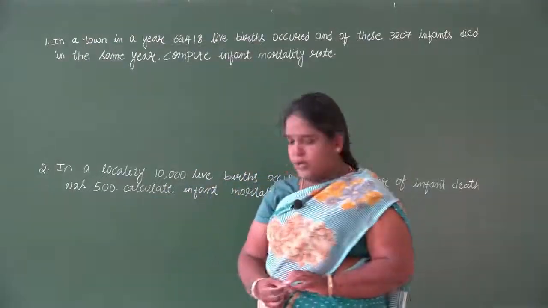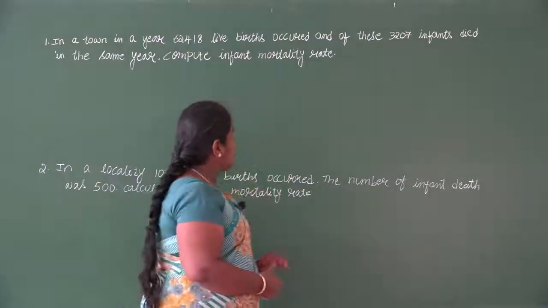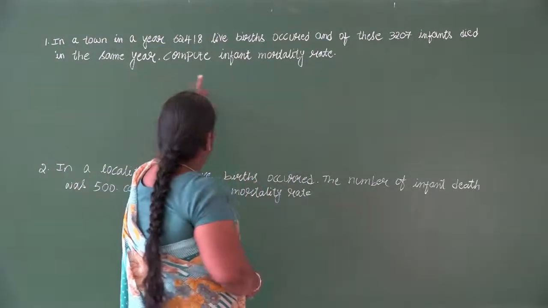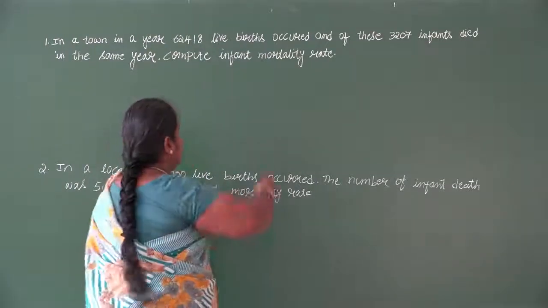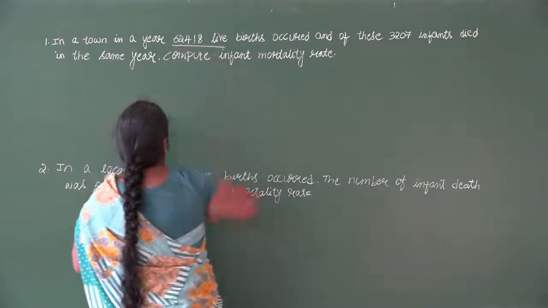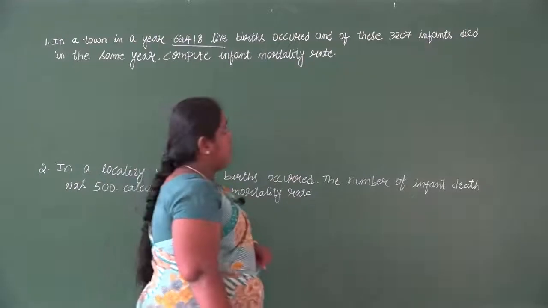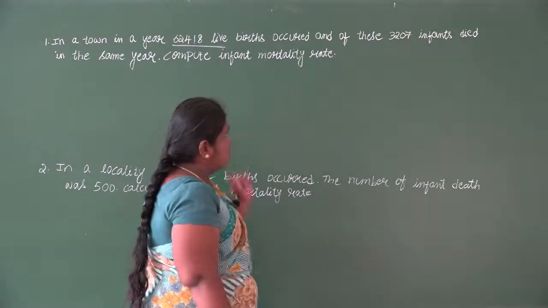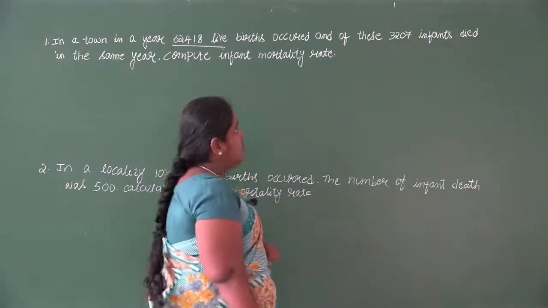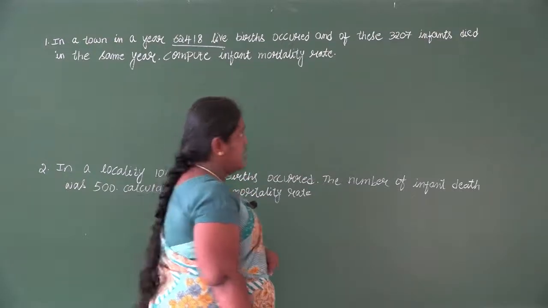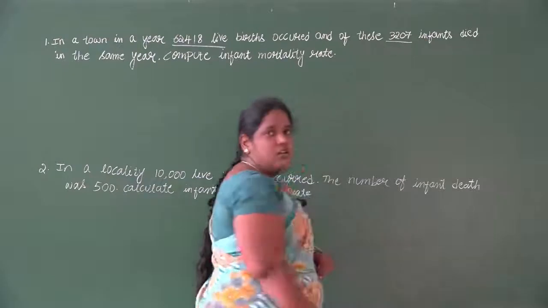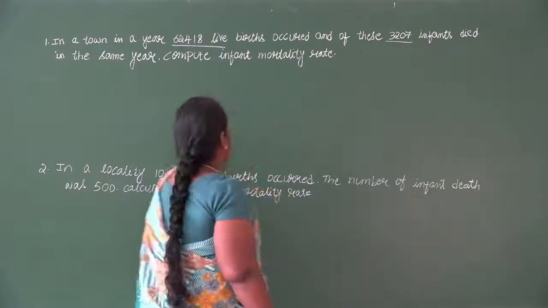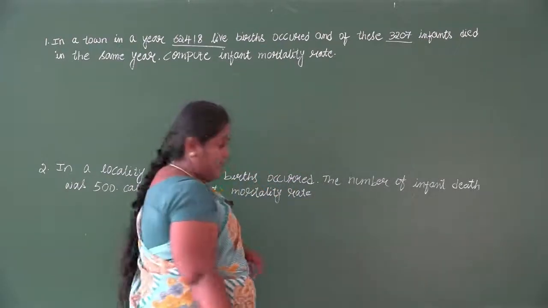Okay, this is the problem regarding the infant mortality rate. In a town in a year, 62,418 live births occurred, and of these 3,207 infants died in the same year. So infant death is 3,207. Compute infant mortality rate.